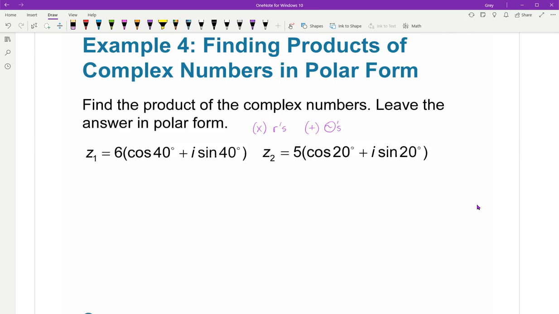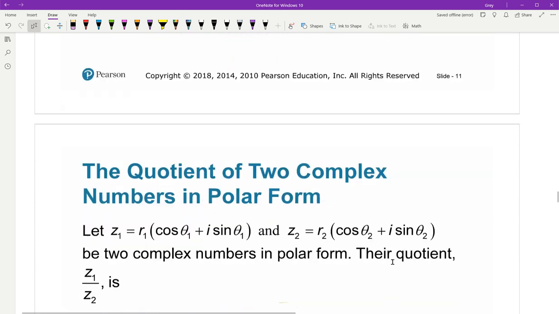We've got, find the product of the complex numbers. Leave your answer in polar form. This is kind of important. Polar form means I can leave it in r cis theta form. So if I'm doing z1 times z2, I'm doing 6 times 5, and then cis 40 plus 20. That's all you've got to do. 6 times 5 is 30, and 40 plus 20 is 60. So 30 cis 60 degrees. Again, in MyLab Math, you might have to type out cosine 60 plus i sine of 60, but that's all it is. All right, that's the product.